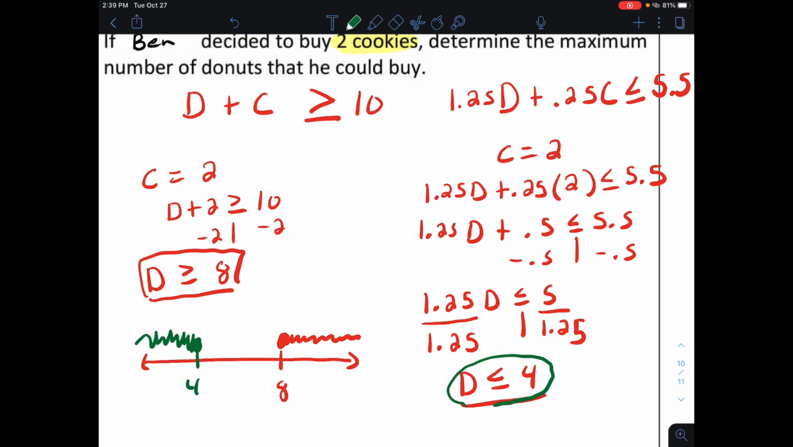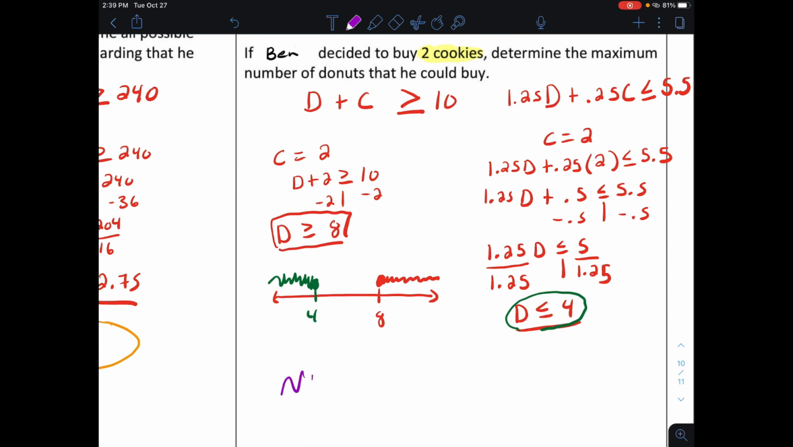The issue that we have is they don't overlap. There's no area that fits in both of these shaded regions. I can't be less than or equal to 4 and greater than or equal to 8 at the same time. And so this problem here is actually, we have no solutions. It's not possible for him to buy donuts and cookies with these given conditions.